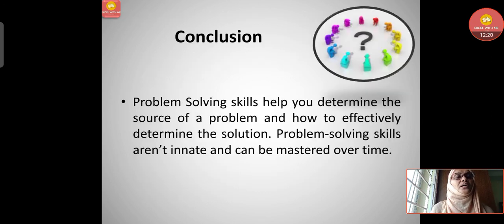So we come to the end of this session. Let's conclude the topic. Problem solving skills help you determine the source of a problem and how to effectively determine the solution. Then problem solving skills are not innate and can be mastered over time.